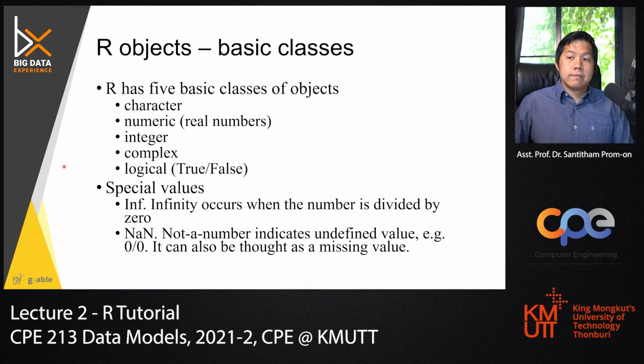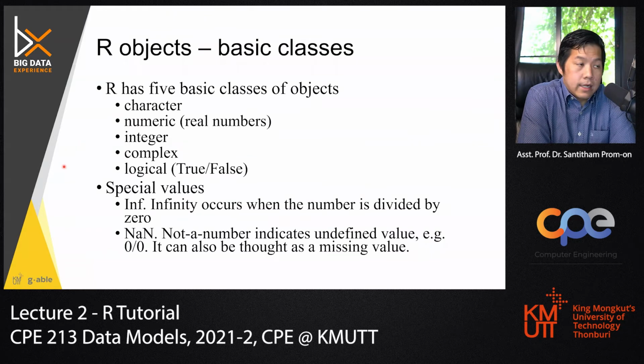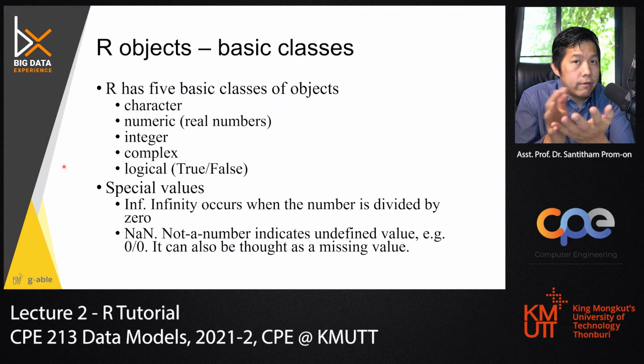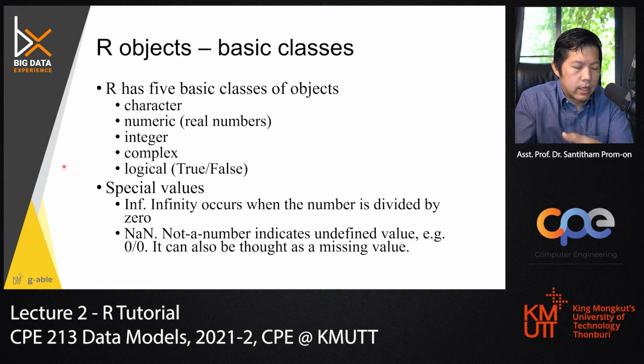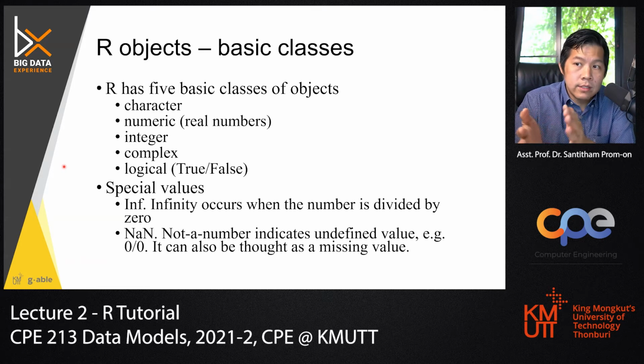Okay, let's look at basic classes. R has basically five, but I think there has been quite a lot of development since I used R, so there might be more. For beginners, let's say there are five first, but you may see others later on. There are character, numeric, integer, complex, and logical.